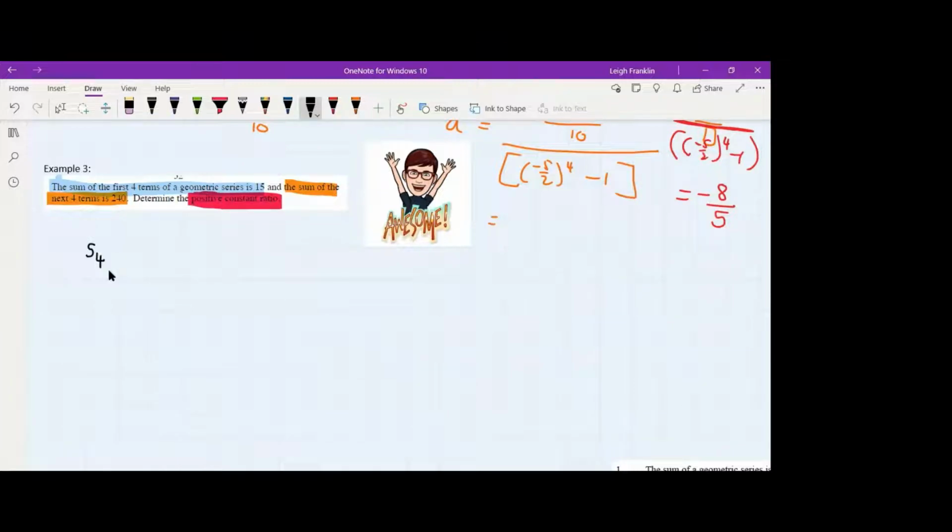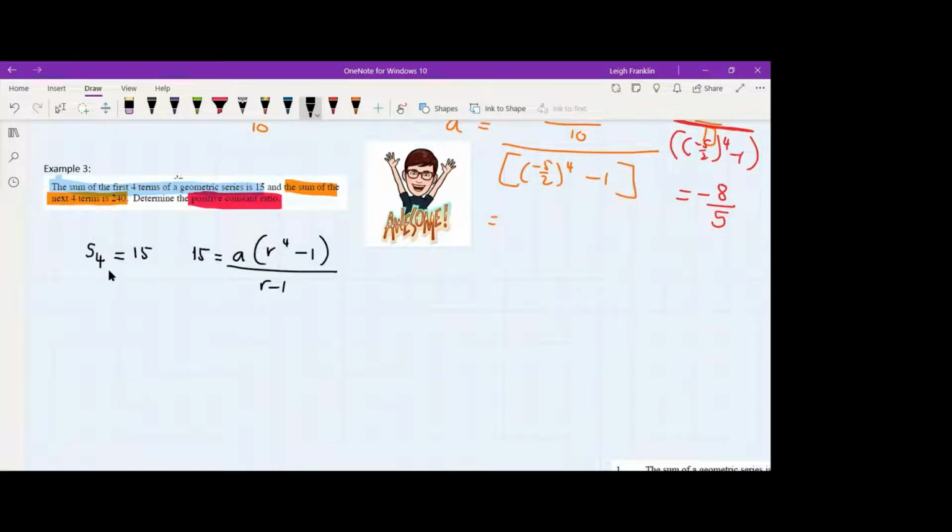They've given us just two pieces of information. The information that they've given to us, I have highlighted in blue and orange. All right, so the blue writing says the sum of the first four terms of a geometric series is 15. So that means that the sum to 4 is 15. So in other words, using our Sn formula, we can now sub in 15. 15 is equal to a(r to the 4 minus 1) all over r minus 1.